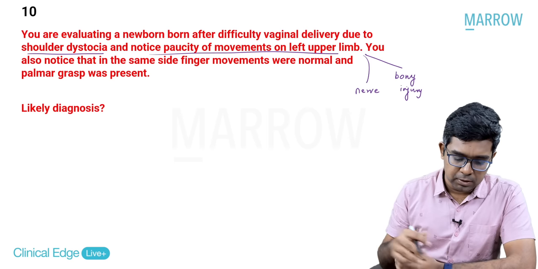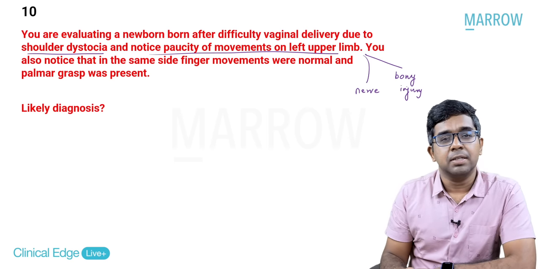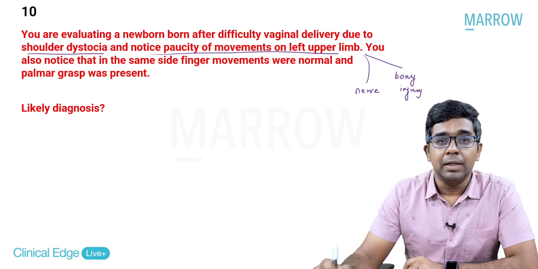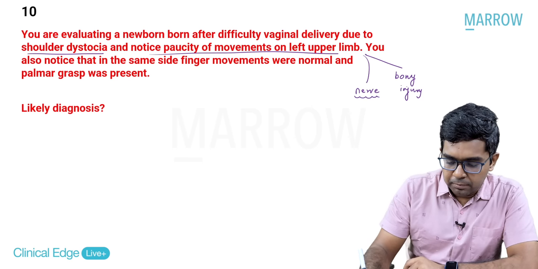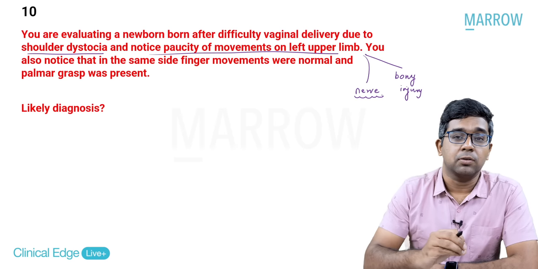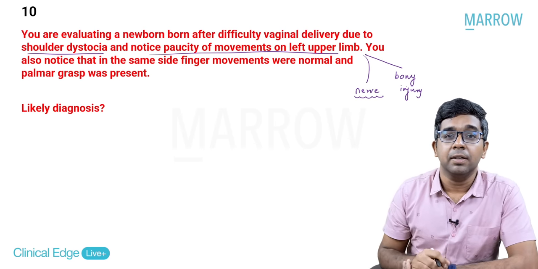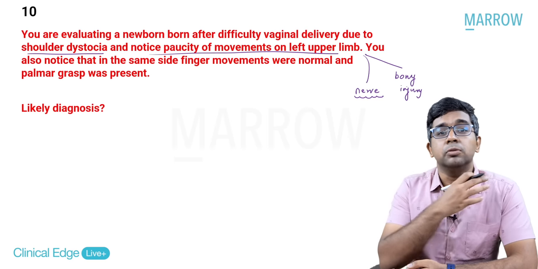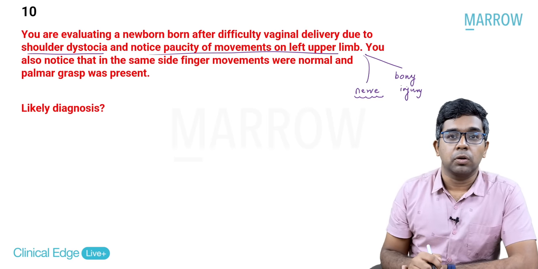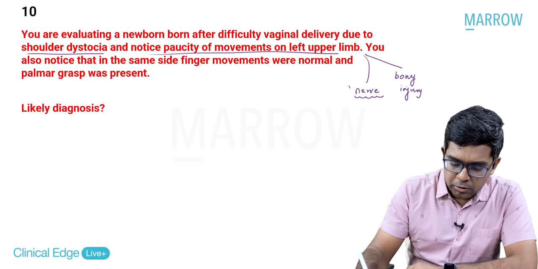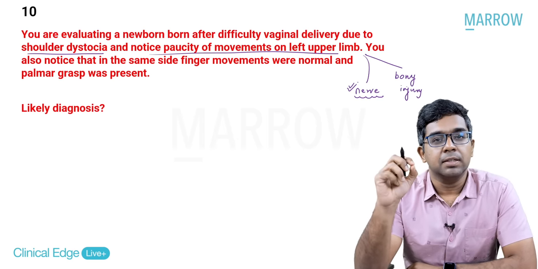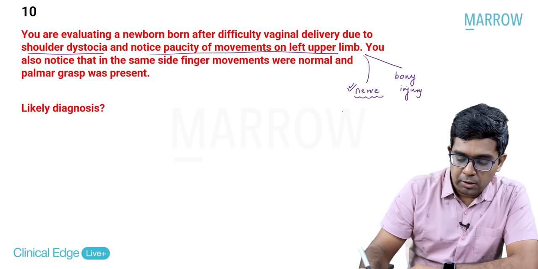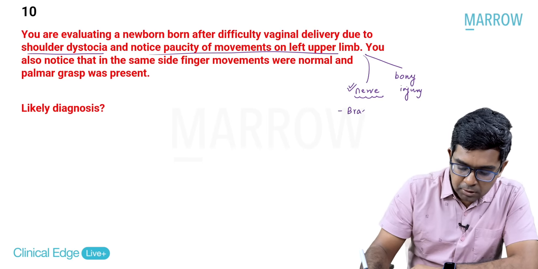Now look at the rest of the question. You also notice that on the same side, finger movements were normal. So what does it tell you? It tells you it is likely to be a nerve injury only. That is why some areas have normal movement and some have abnormal movement. If it is actually a bone injury, the baby will not move that entire limb at all. So the likely possibility is a nerve injury affecting the left upper limb, and this nerve injury is usually in the form of a brachial plexus injury.